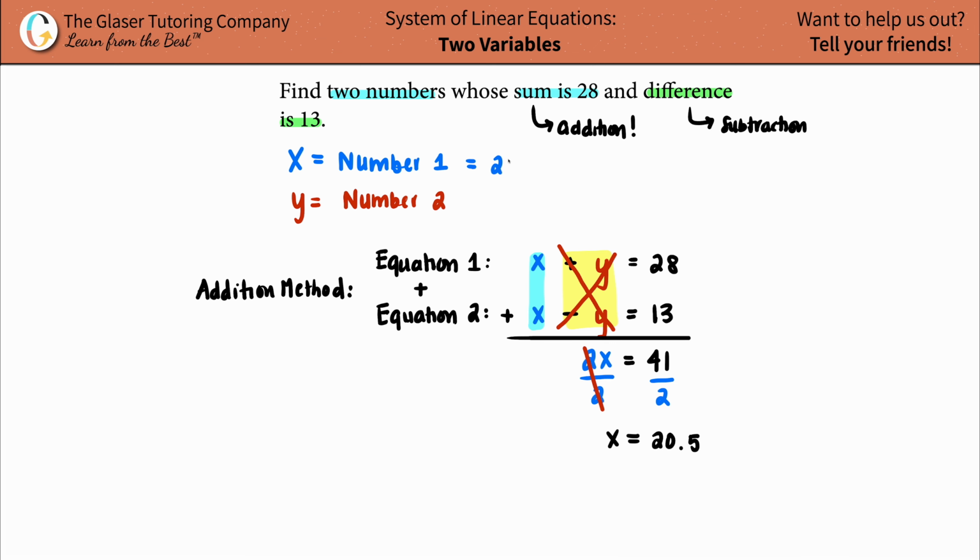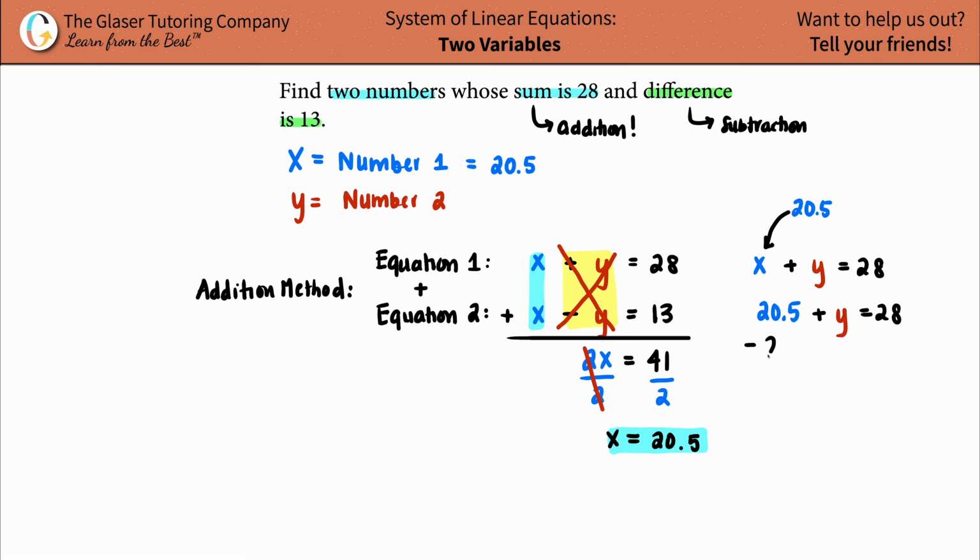Now, all you've got to do is get the other value. Use one of your equations and solve. I like to use addition over subtraction, so I'll use my first equation that we stated, which was x plus y equals 28. But now we know one of our values is 20.5. So we're going to plug that 20.5 into the x value. So 20.5 plus the y value equals the 28.